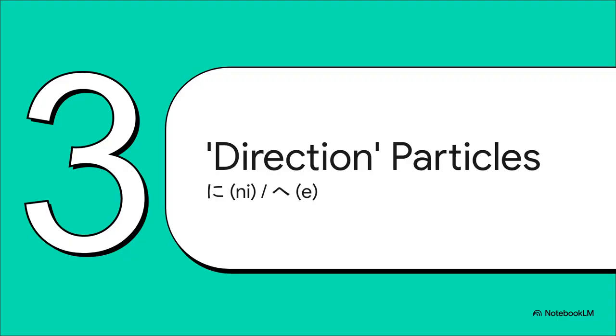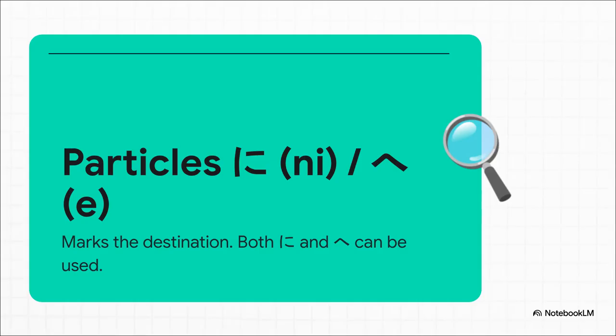Okay, so we know what and where. But what about when we're actually moving somewhere? For that, we need our next set of tools, the particles ni and e. And oh, another quick pronunciation tip. The particle he is actually pronounced e. So, the main job for both of these is to mark your destination. They point to where you're headed.